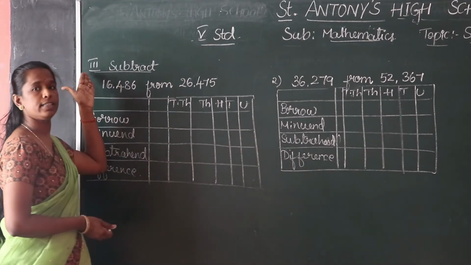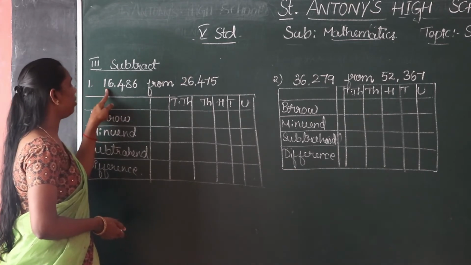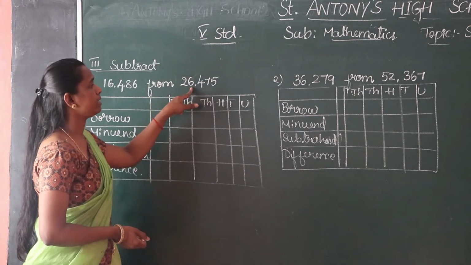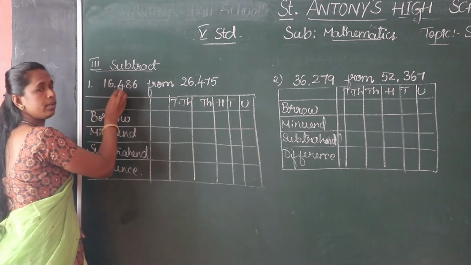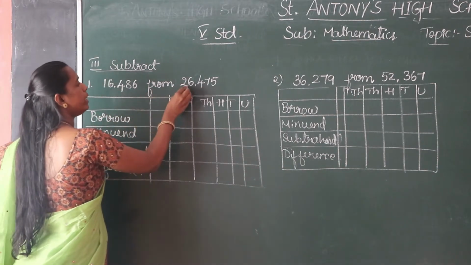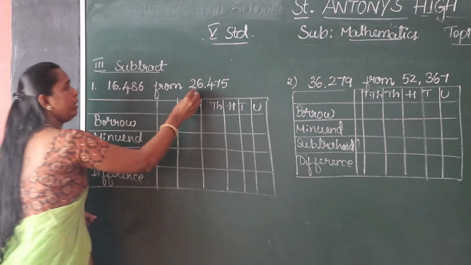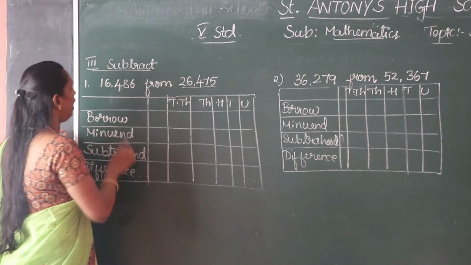Children, the third main topic is subtraction. In this class, the first question is: subtract 16,486 from 26,475. Write the minuend and subtract in the correct places.